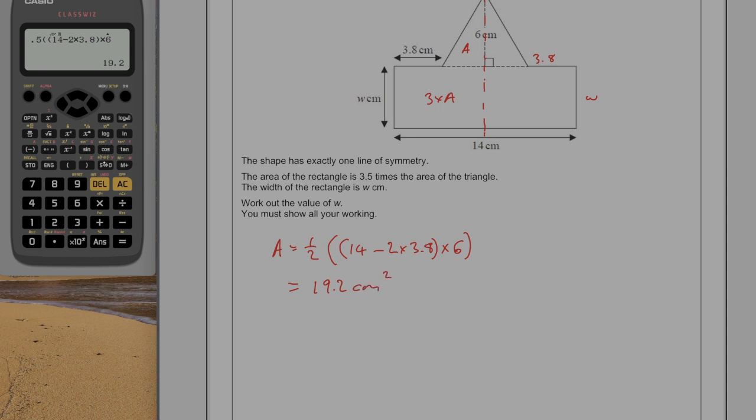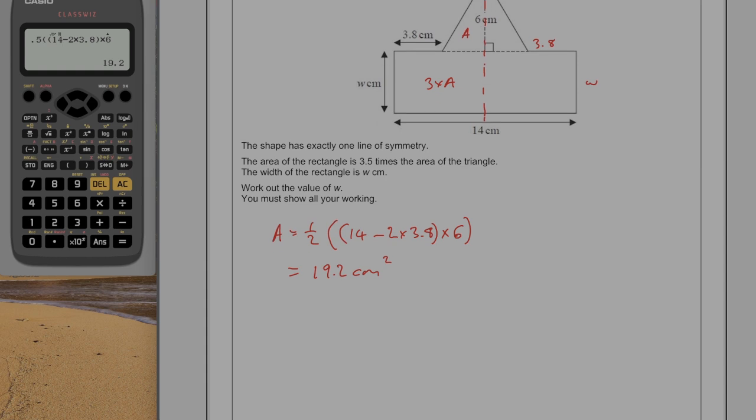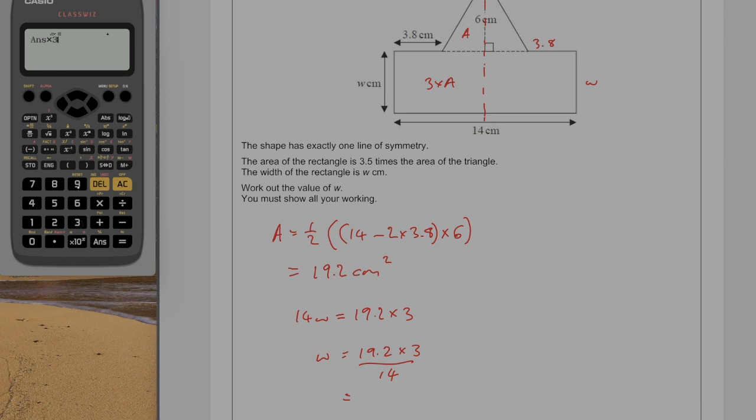Right, so the area of the rectangle is W times 14. So 14W is going to be equal to 19.2 times by 3. So W is going to be equal to 19.2 times by 3 divided by 14. So times that by 3 and then divide our answer by 14. I've made a tiny mistake here. I shouldn't have been timesing it by 3. I should have been timesing it by 3.5.